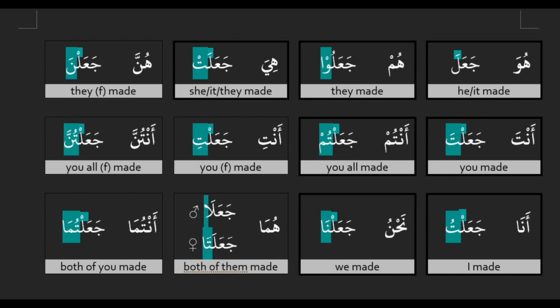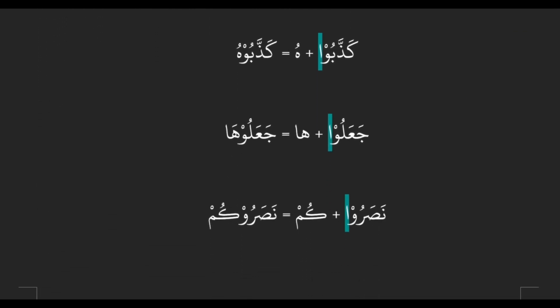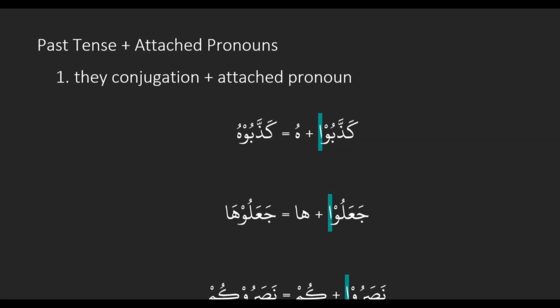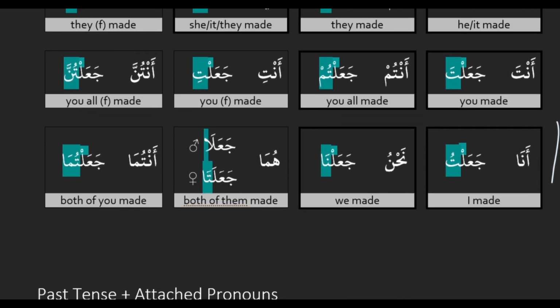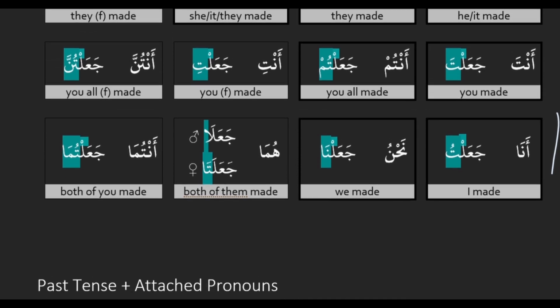Gotcha. So we're going to be looking at a few different things that happen when pronouns attach to conjugated actions. The first thing we're going to look at is the attached pronoun attaching to the they conjugation. Do you remember what the they conjugation was? The hum form? Hum ja'alu. So this is just one straightforward rule.